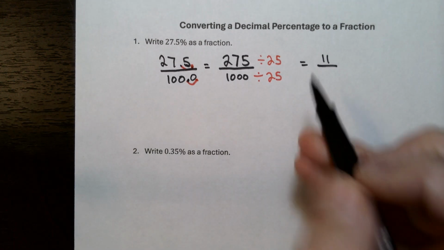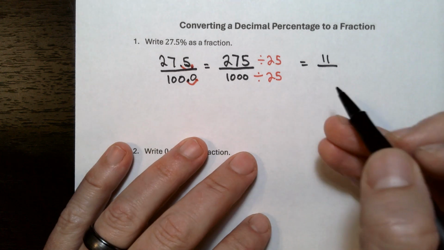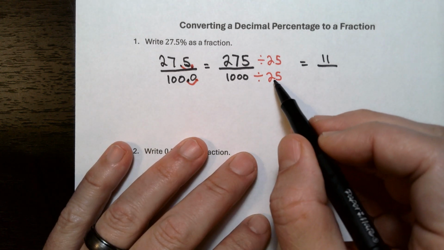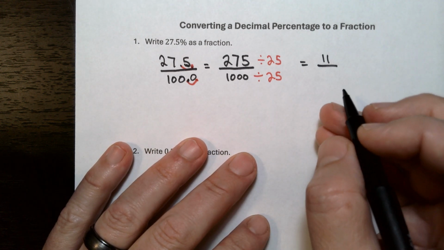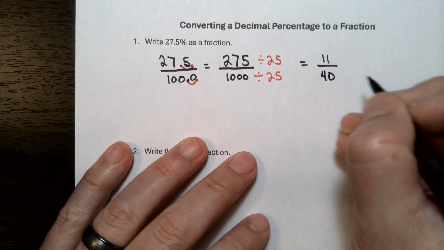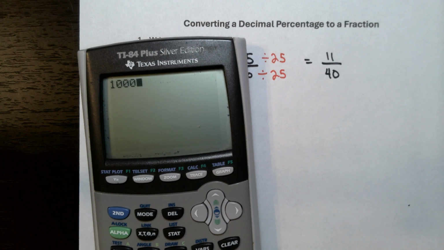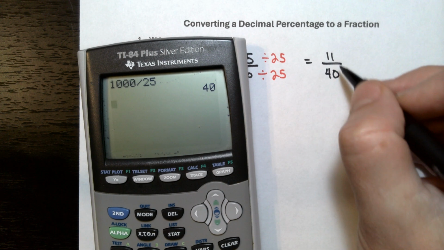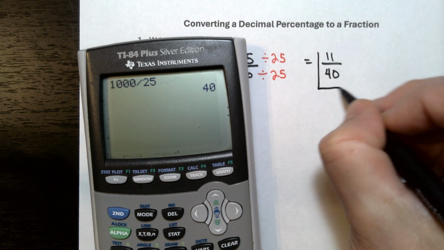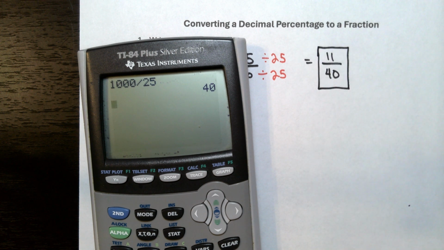Okay, and then on the bottom, we know 25 goes into 100 4 times. So 25 has to go into 1,000 40 times. Okay, and if you do that in the calculator, let me show you. 1,000 divided by 25. Okay, so that's 40. And 11 and 40 have nothing more in common. So you can't go any farther with those.